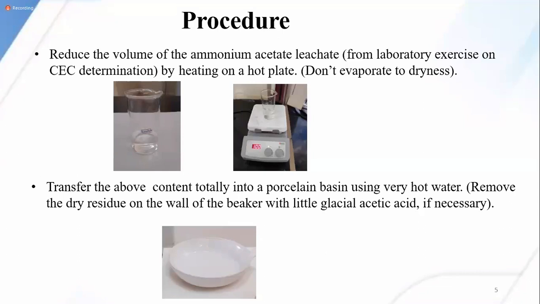And all of you remember that procedure? So you can observe some amount of leachate. This should be taken in a beaker. After collecting this leachate, you have to evaporate that leachate using a hot plate. So this is the first procedure. For that, you have to collect the leachate from the cation exchange capacity practical.